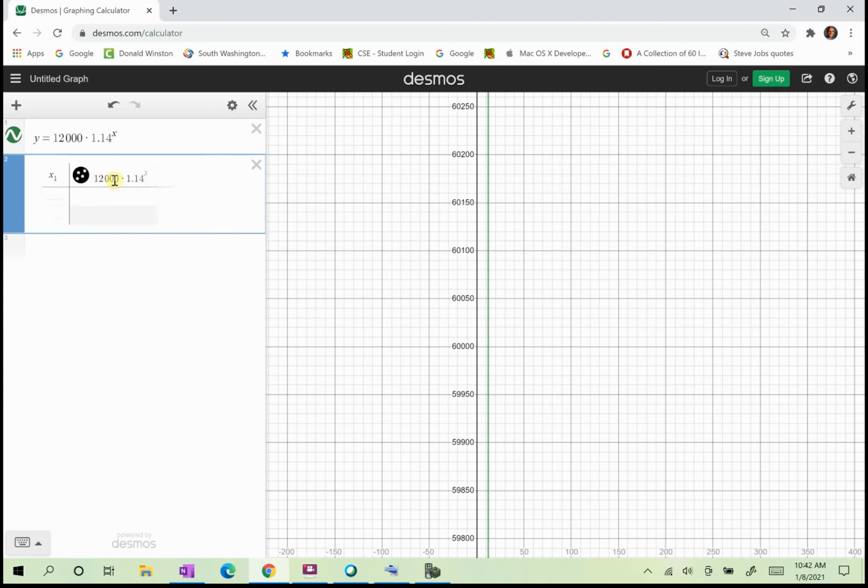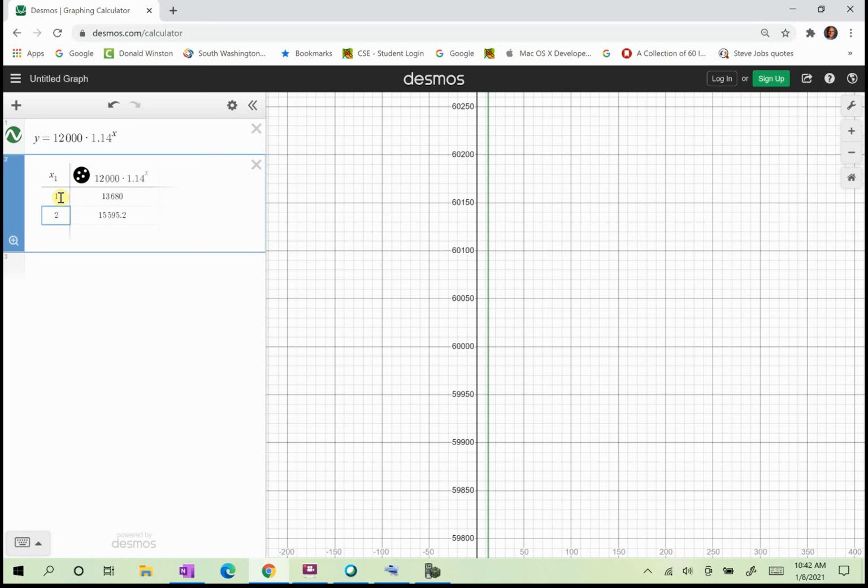So there's my equation there, 12,000 times 1.14 raised to the x. Now what I can do, I can start to populate this table. So I'll put in 1, and that gives me the value of the guitar, 13,680. I'll press enter, I'll put in 2, and now that gives me the value. In 2 years, it's going to be 15,595.